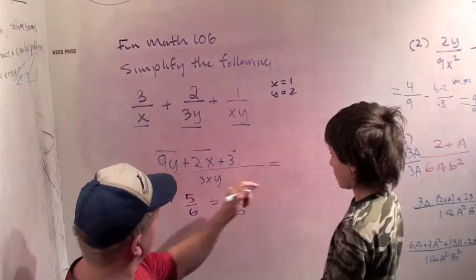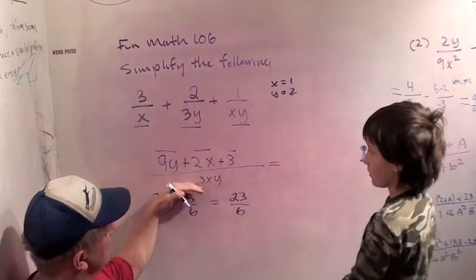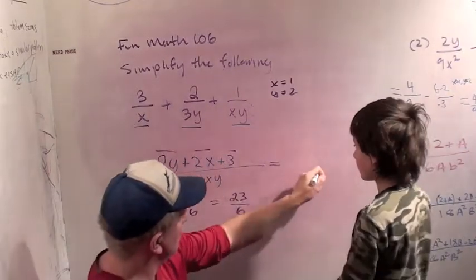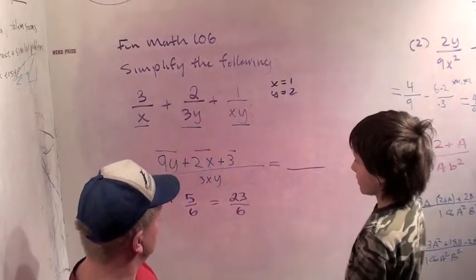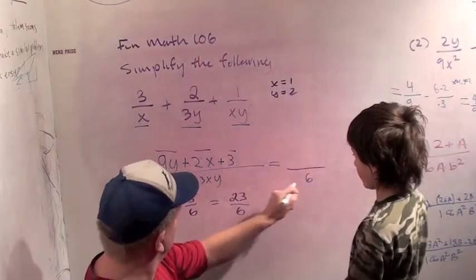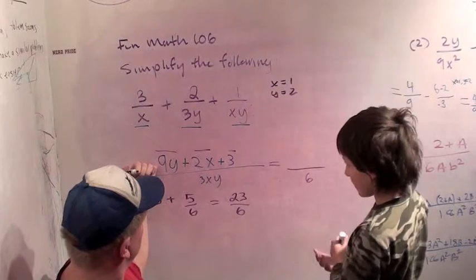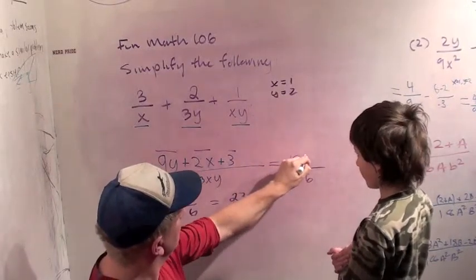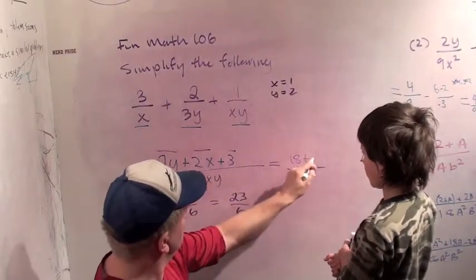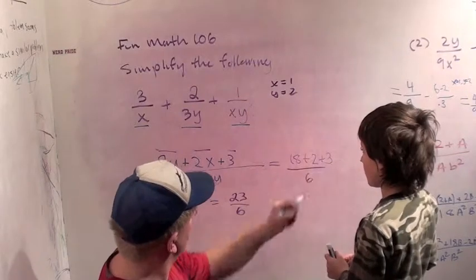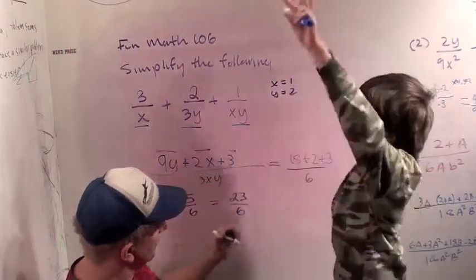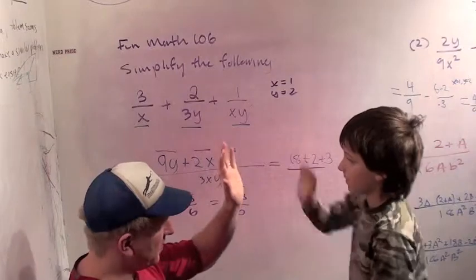Now let's put x equals 1, y equals 2 into this expression. Now the bottom first, what does the bottom become? It becomes 6. And the top is what? 18 plus 2 plus 3. It's 18 plus 5, which is 23 sixths. Okay, good job. High five.